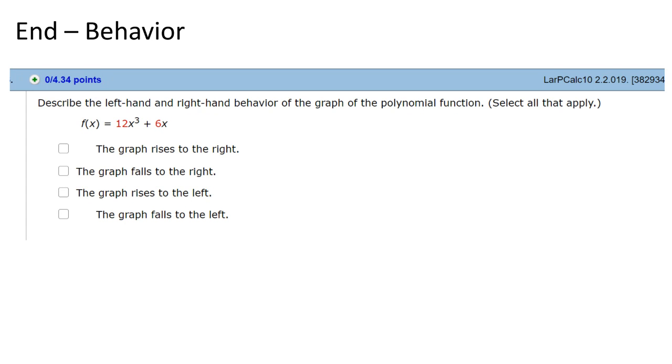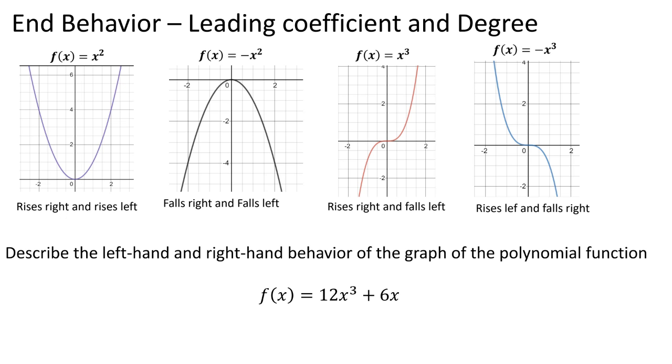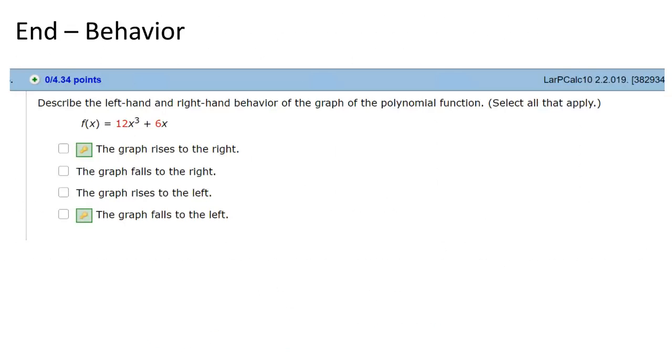The two options that we're going to pick are these two. Well, let me give you what I just explained from the book. When we see that it's an odd function, it's going to go up on the right and fall on the left, or it's going to go up on the left and fall on the right. Again, our leading coefficient is a 12, so it's going to rise on the right and fall on the left. So when we go back, we're going to pick these two: the graph rises to the right and the graph falls to the left.